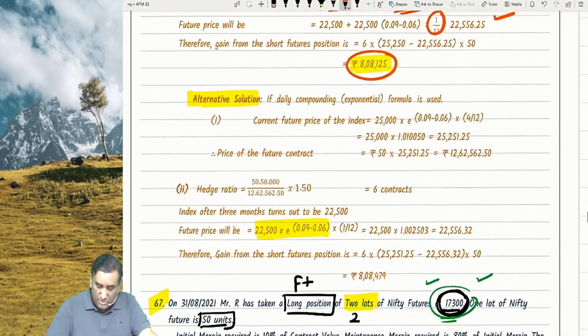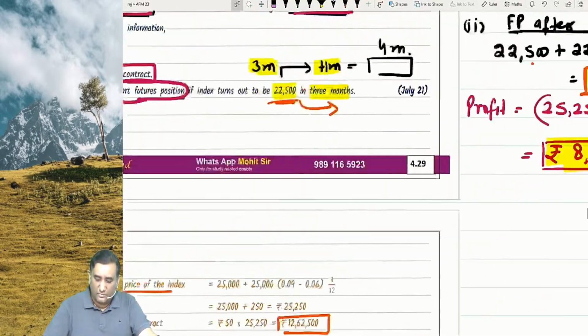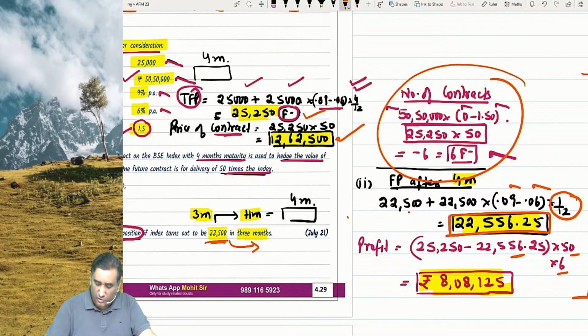Alternatively, we have given using the first values. What we did, first price, first calculation of the contract were found for this.